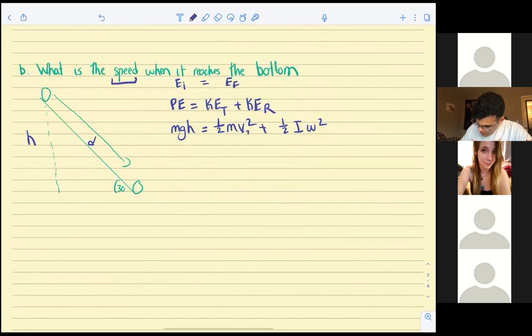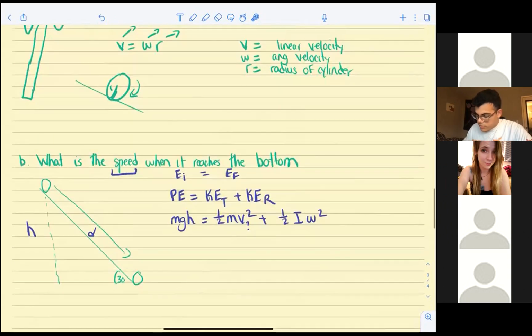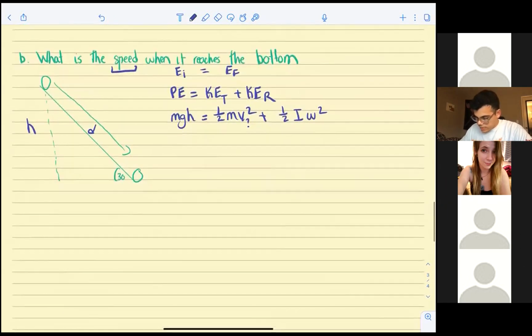So we want this thing here. But can we simplify this on the right? Because I don't want my answer to have the inertia in it. As a matter of fact, I want to use the constraint from A to relate omega to V. I want to say that omega is V over R. So I'm going to go ahead and say mgh equals 1/2 mv squared plus 1/2.